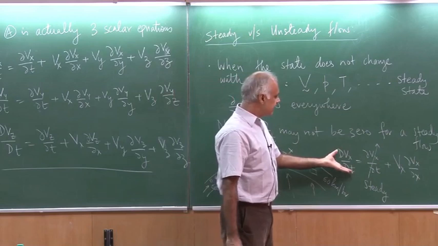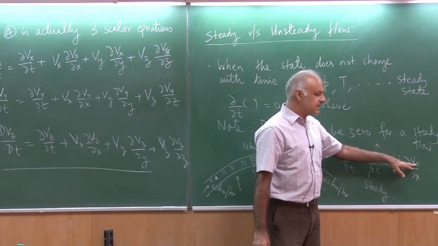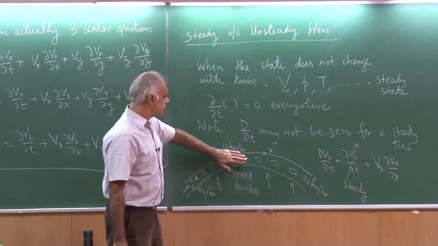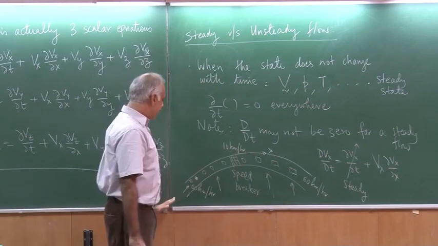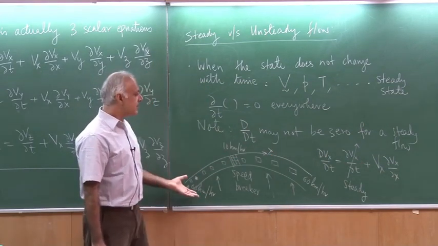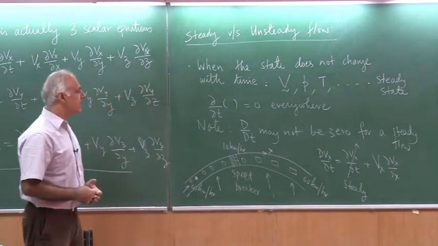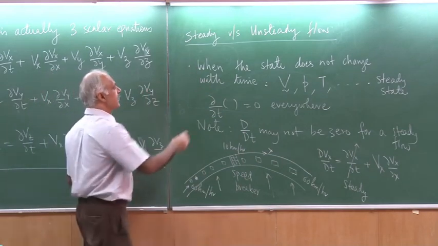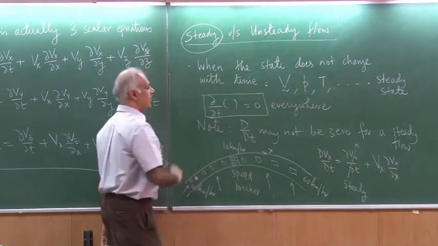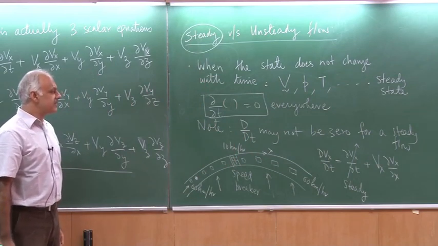So, a material acceleration could still take place because there is a change in Vx along x. Okay? If Vx was uniform, so suppose there was no speed breaker and my vehicles were everywhere going with 60 kilometers per hour, then the material acceleration would also be 0. Okay? So, I hope you are able to understand what constitutes a steady state. So, steady state implies that this Eulerian or the local derivative is 0 everywhere. The material derivative could still be non-zero.